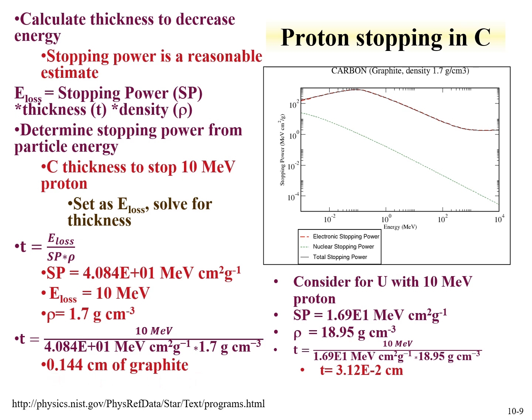If we want to consider uranium with a 10 MeV proton, we can again go to this website. We looked up the uranium stopping power. It's shown here as 1.69 times 10 to the first MeV centimeter squared per gram. The density of uranium is around 19 grams per centimeter cubed. We put this into the equation and we see we need much less uranium to stop the proton than graphite.